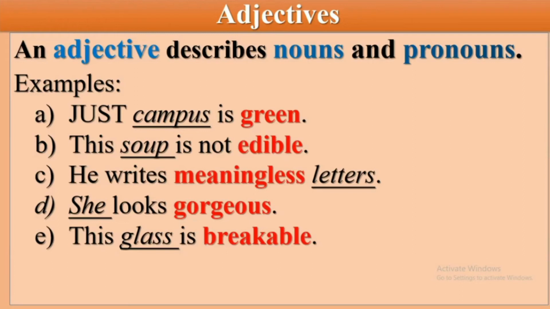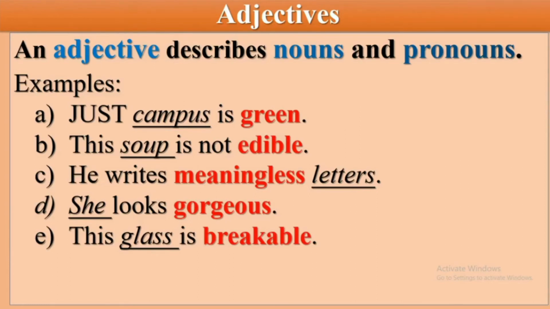In this sentence, she is a pronoun and it has been modified by the adjective gorgeous. The last example, this glass is breakable. In this sentence, the word breakable is an adjective because it has modified the noun glass. We have to remember that any word that gives information about a noun or a pronoun is an adjective.